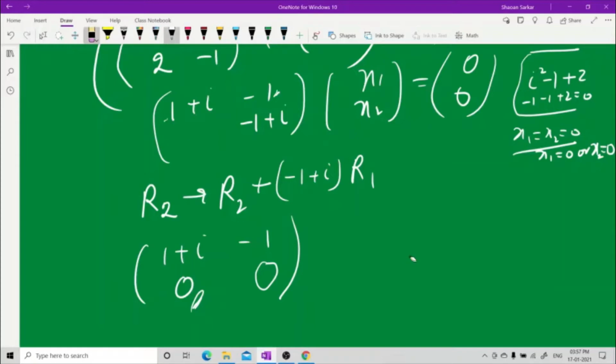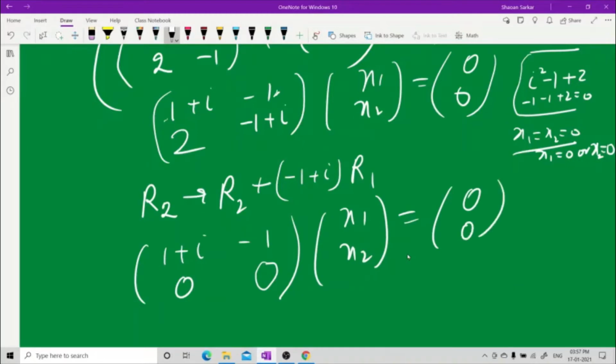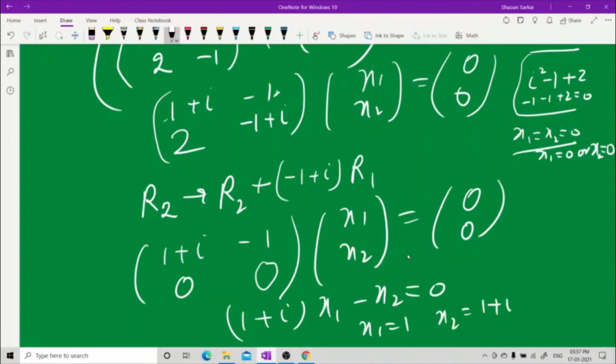This is 2. Wait a minute. This is 2. Now with this 0, this x1 and x2 is now 0 0. So now 1 plus I, x1 minus x2 is 0. You can take this way the vector. You can take x1 as 1 and x2 as 1 plus I. That would do the job for you. So the eigenvector for this x2 is 1 comma 1 plus I.